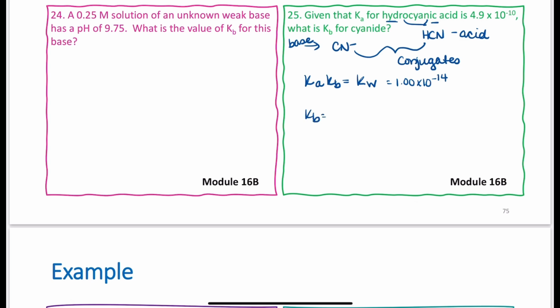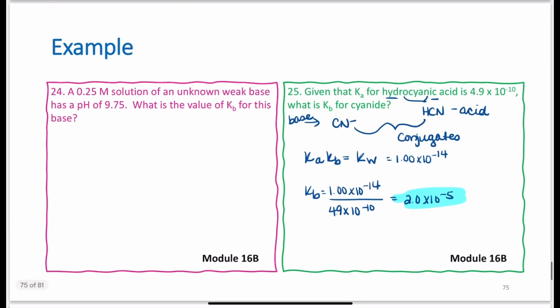So I'm just going to solve for Kb. 1.00 times 10 to the negative 14, divided by 4.9 times 10 to the negative 10, gives me a value of 2.0 times 10 to the negative 5. So again, just taking advantage of this relationship, which is valid for any conjugate acid-base pair.